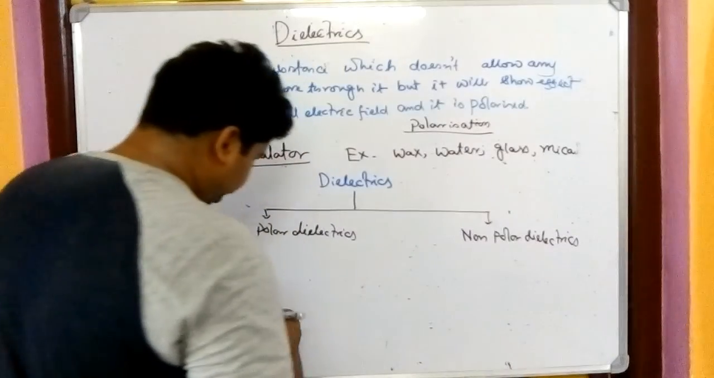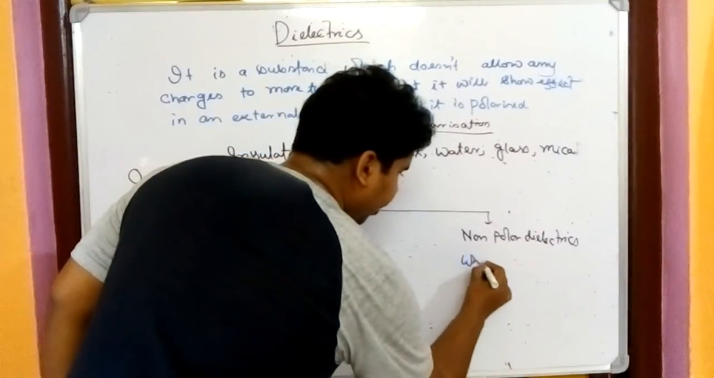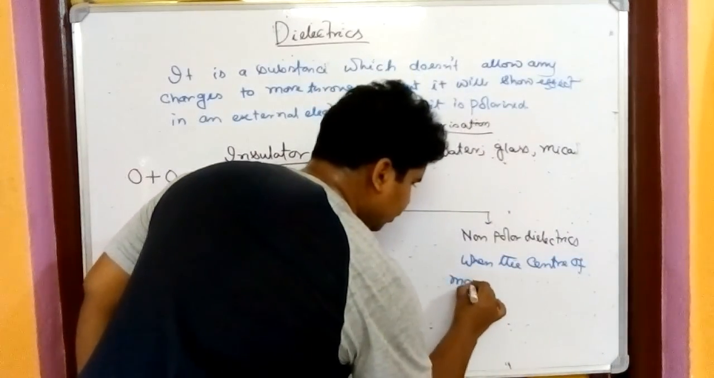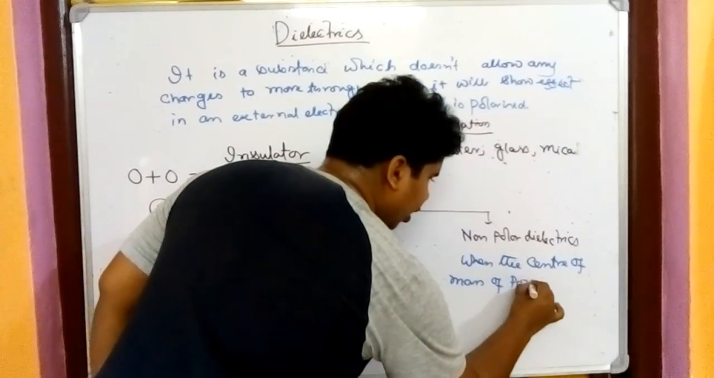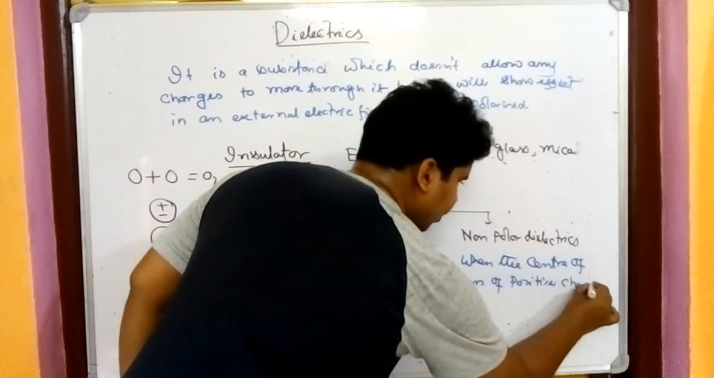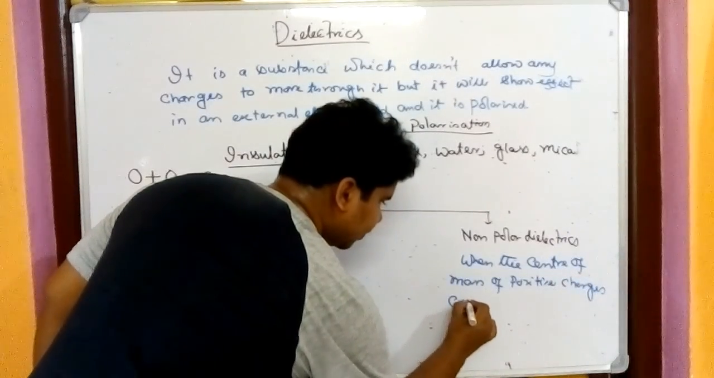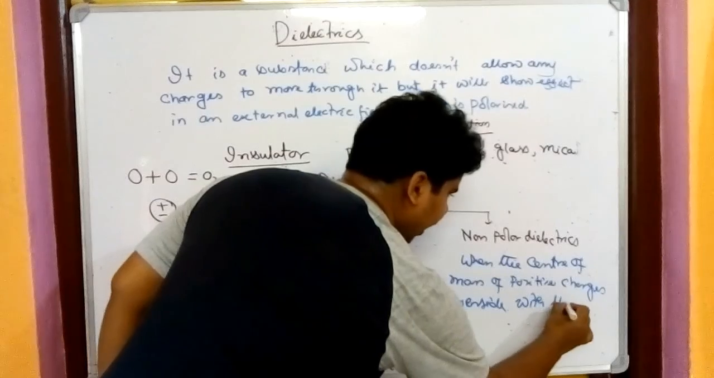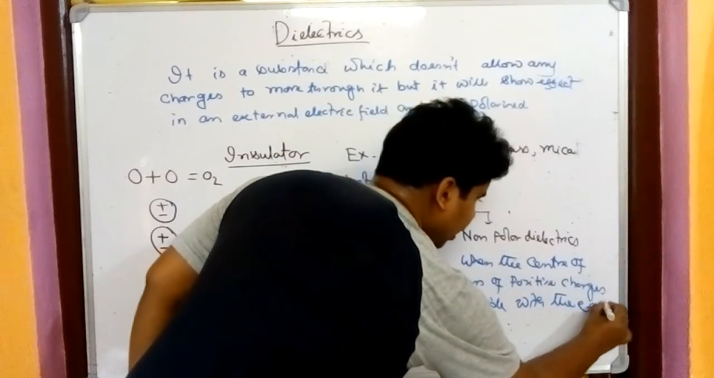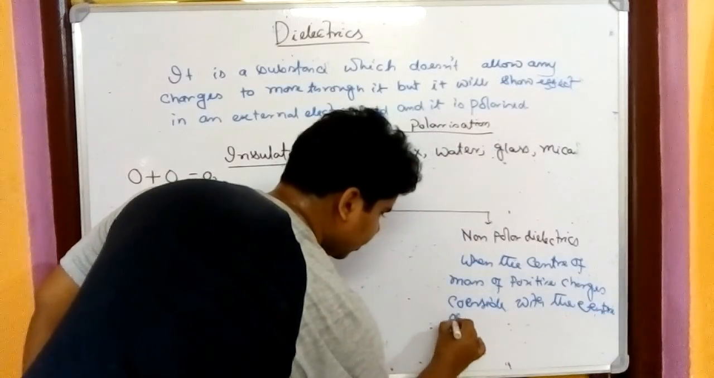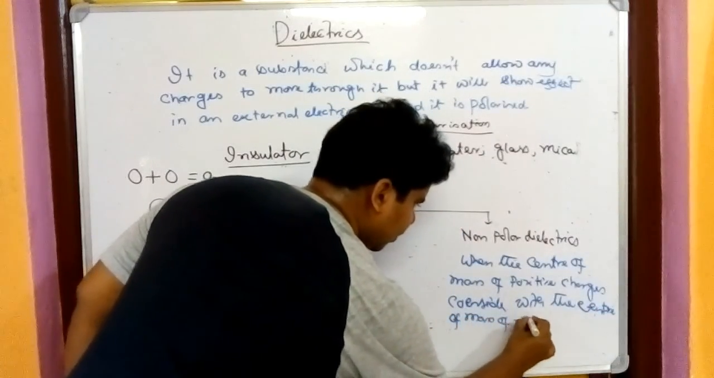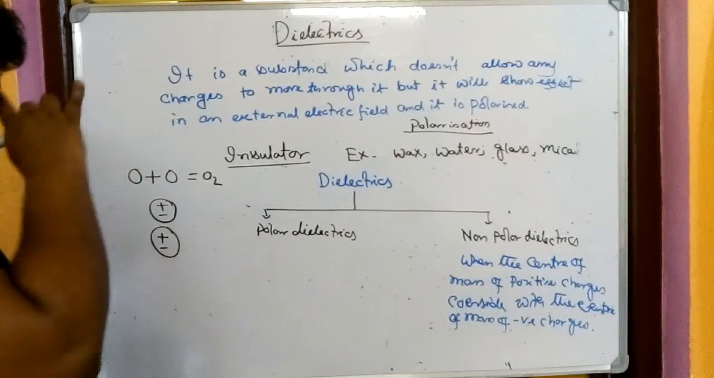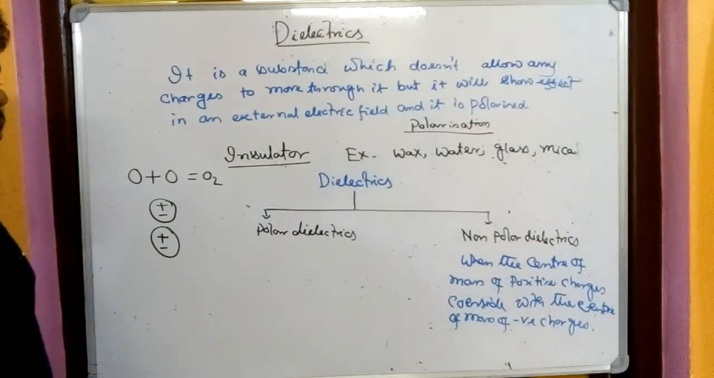When does this happen? When the center of mass of positive charges coincides with the center of mass of negative charges, that type of dielectric is known as a non-polar dielectric.